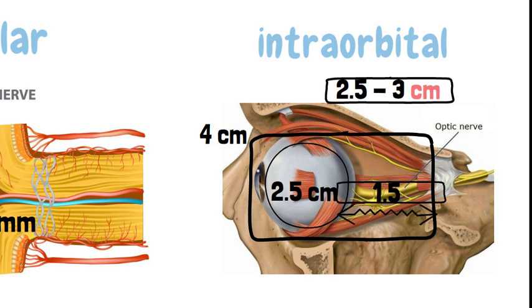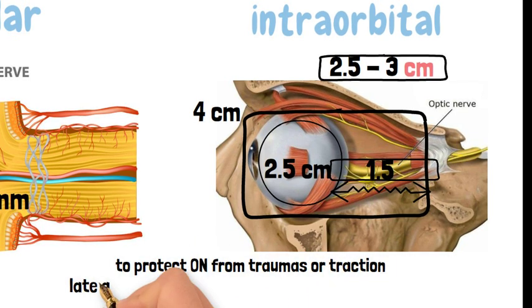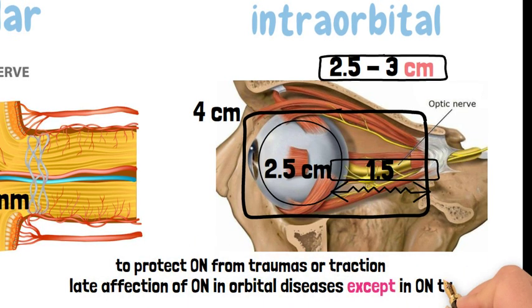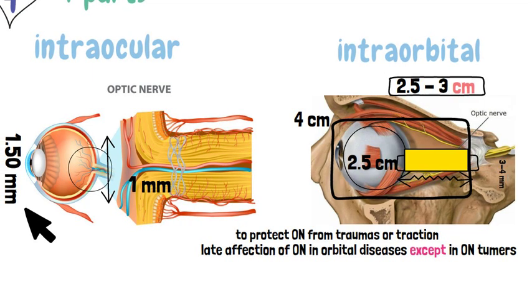So it's tortuous. Why is this? To protect the optic nerve from trauma or traction. So there is late affection of the optic nerve in orbital disease, except in optic nerve tumors, which are a disease of the optic nerve itself. The intraorbital part's diameter is about 3 or 4 millimeters. Surely you notice that it becomes thicker because of the myelin sheath.